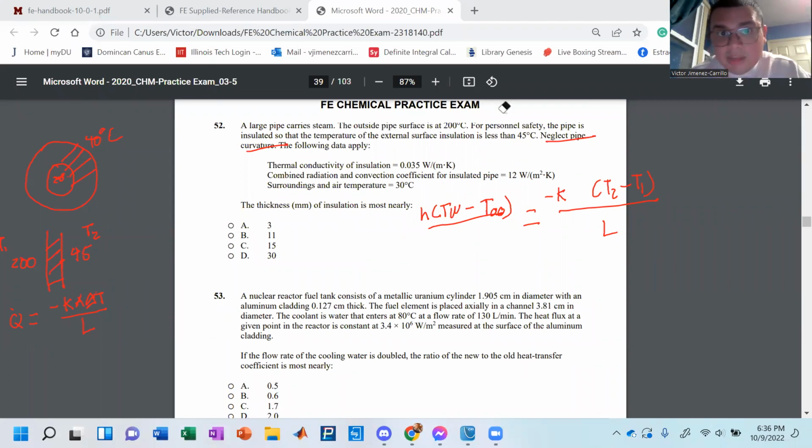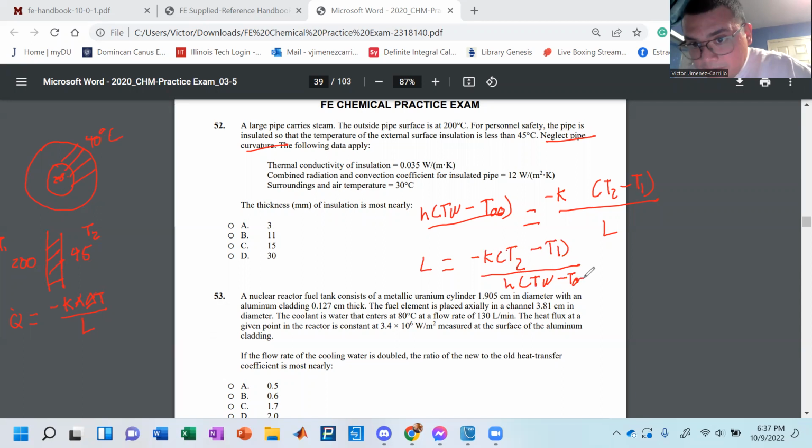And to make our lives even better, I'm solving for length, so that's easy. L is equal to negative K multiplied by the difference in the conduction, the transfer of heat between two touching mediums, divided by the transfer of heat by convection, which is between surroundings and air, which is a fluid. And the infinity is the air.